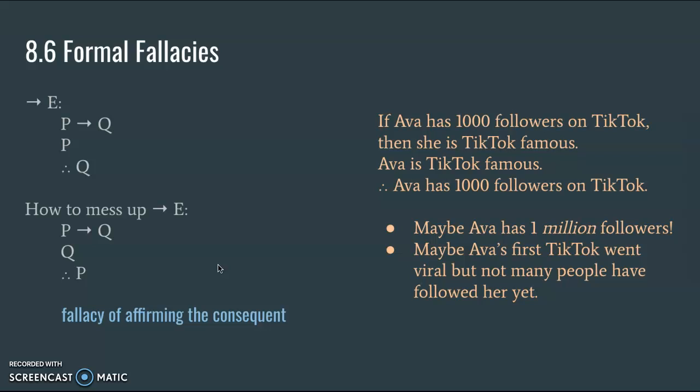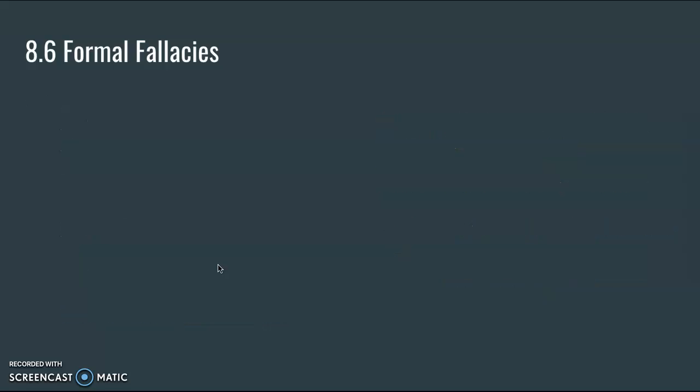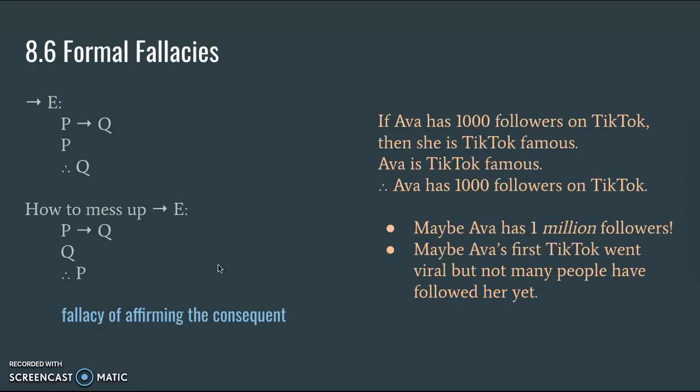We'd still consider her TikTok famous, right? And maybe her first TikTok went viral, but not many people have followed her yet. So maybe she's kind of famous, but she doesn't have that many follow requests yet. Okay. So the point here is that here's an example of how we could affirm the consequent, right? And that would allow the premises to still be true and the conclusion false. So there's a counterexample. This is a way that people mess up modus ponens or conditional elimination often.